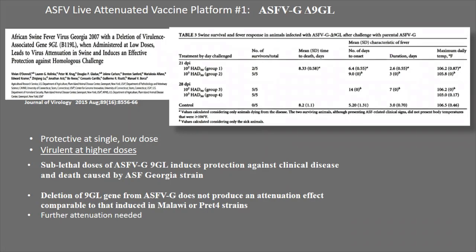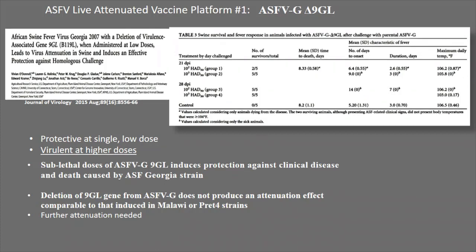9GL. When we deleted 9GL from African swine fever, you can see here that at 21 days at 10 to the 2, we had partial protection, but we had full protection at 10 to the 2 for Delta 9GL. So we could see that this was protective at a single low dose. However, when we increased the doses of our Delta 9GL, we saw that the vaccine was actually virulent. So sublethal doses of ASF Delta 9GL induced protection against clinical disease and death caused by ASF-Georgia.